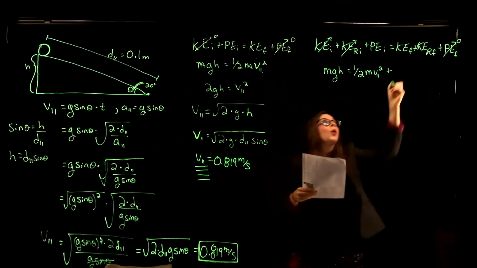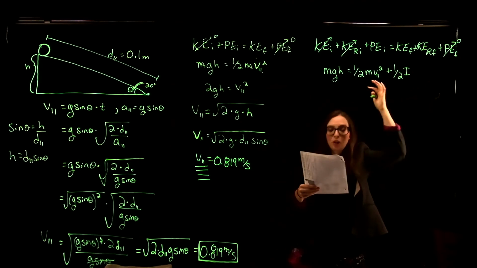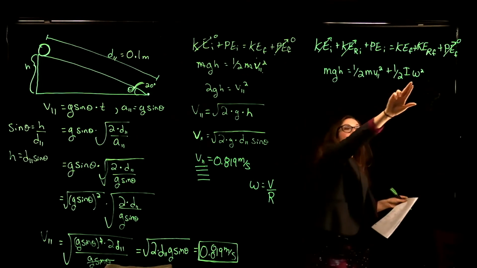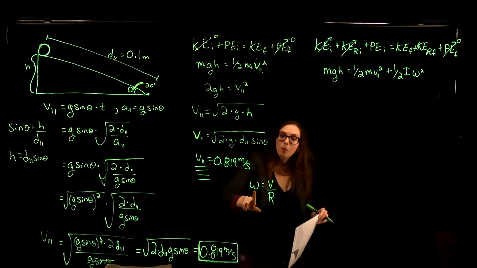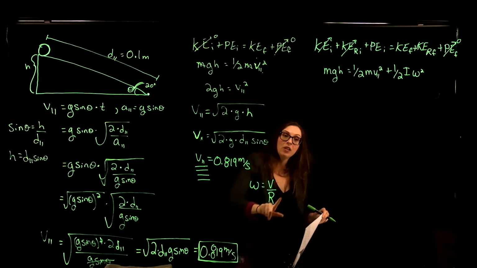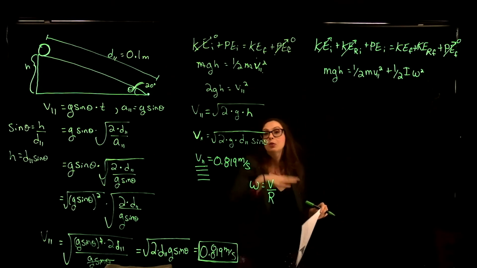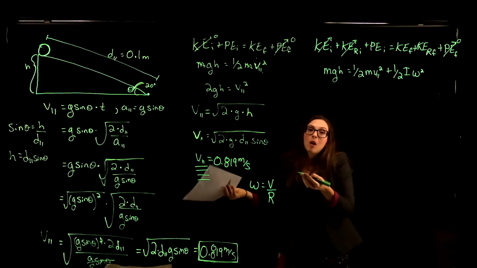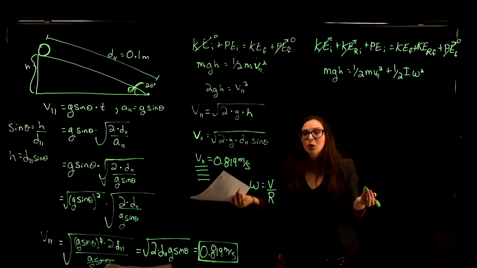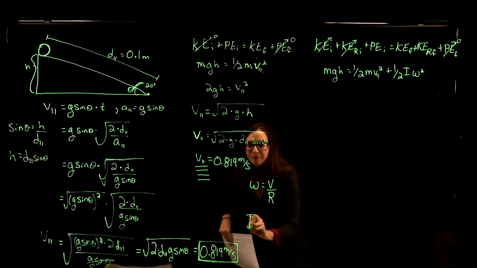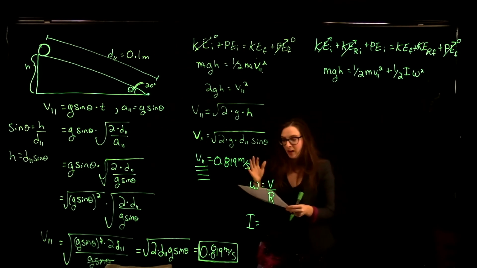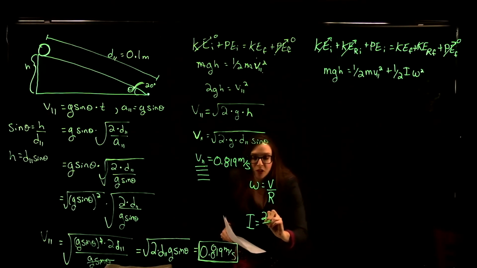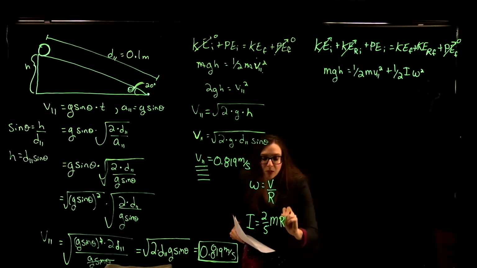is 1/2 times the moment of inertia of our object times omega squared. Now we know that we can rewrite angular velocity as omega equals our translational velocity divided by the radius of the object, or the radius of the circular path around which we're moving. For this marble that we're going to roll down the plane, let's assume that that moment of inertia is the moment of inertia of a solid sphere rotating around its center. And that moment of inertia is 2/5 times its mass times its radius squared.